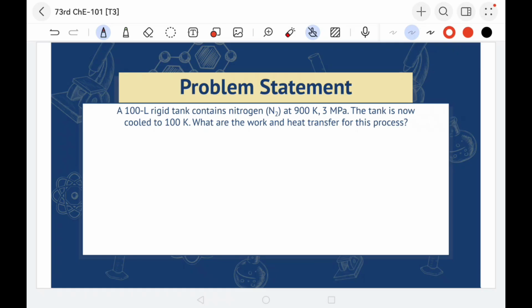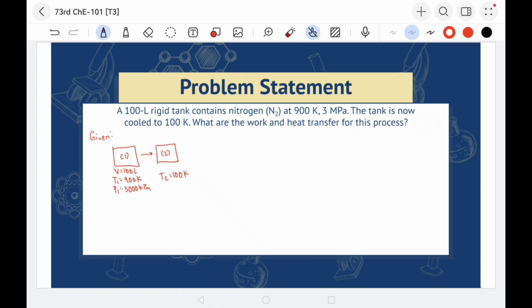In every analysis of thermodynamic systems problem, we must start with the given. Specifically, we must draw the system. So we have state 1, which goes to state 2. And then we will look at the given. So we know that V equals 100 liters, T1 equals 900 Kelvin, and P1 equals 3 megapascals or 3000 kilopascals. And we know that T2 equals 100 Kelvin.